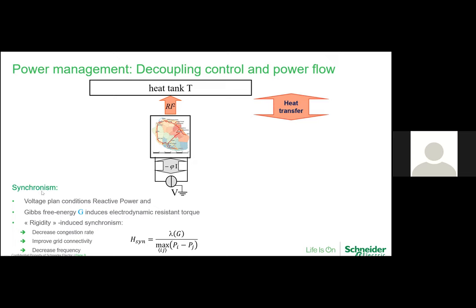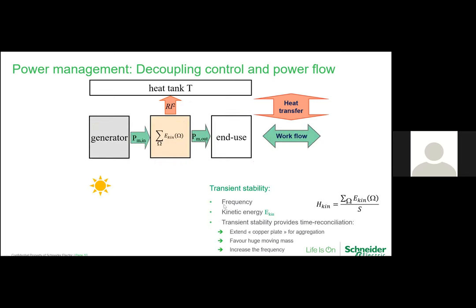Okay, so it is therefore easy to describe how the system works in a decoupling description. The first one is to provide synchronism. So the values of synchronism, to restore the problem from dispatcher keywords, are the voltage plan, the reactive power, and the Gibbs free energy from thermodynamics. We are all speaking of the issue of synchronism. And what improves the synchronism is to decrease the congestion rate, to increase the grid conductivity, and to decrease the frequency. And after, if I have synchronism, I can discuss the transient stability, by which I have enough kinetic energy to face any fluctuation.